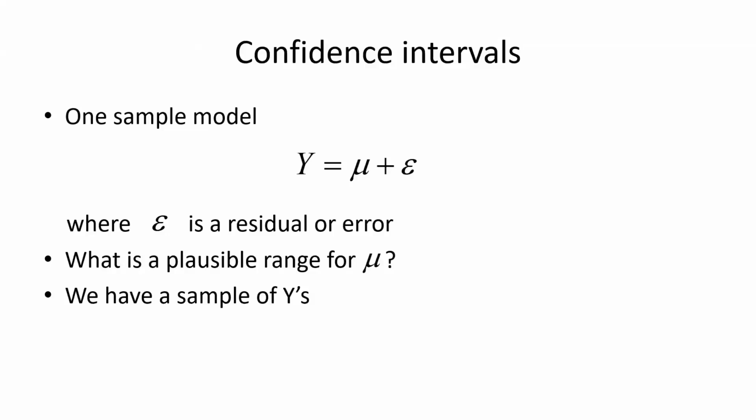Let's review confidence intervals. So in the simplest case, I have the one sample model. I have a variable y, and the variable y has a mean mu, and assume normal distribution or some other distribution, and there's a sigma in there, right? Standard deviation. We could also write it directly as y equals mu plus epsilon, where epsilon is the residual error. And so I'm pulling the mean structure away from the error structure. And we're asking ourselves the question, what is a plausible range for mu?